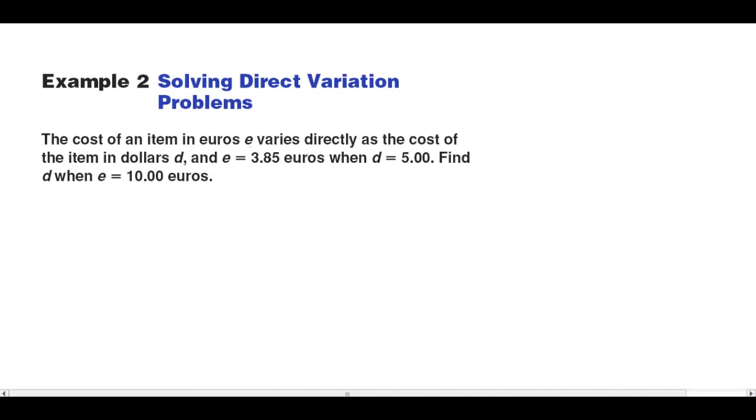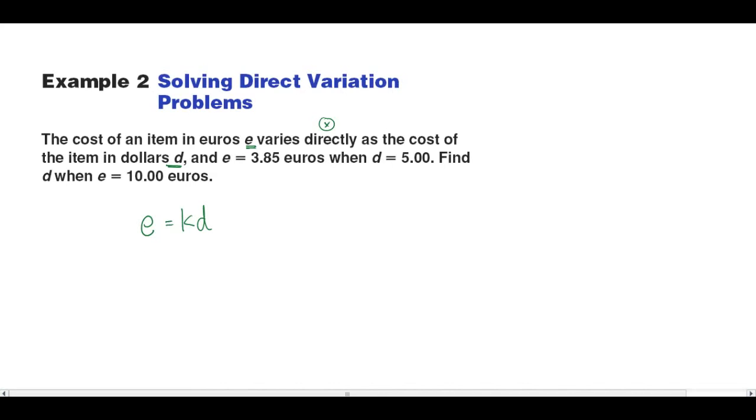So we know that euros vary directly. So E varies directly. So varies equals K. Directly means multiply. And the cost of the item in dollars. So multiplied by dollars. So there it is. There's my generic formula. E equals KD. Now I'm going to plug this stuff in.